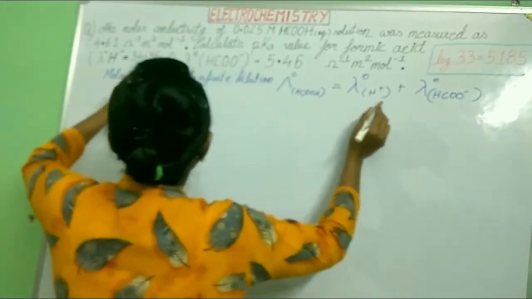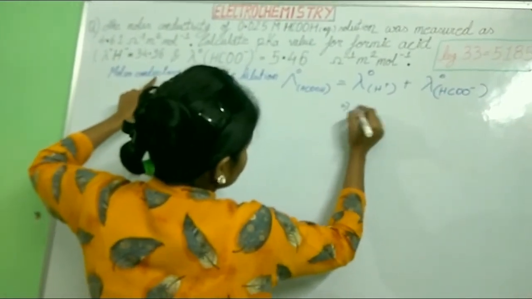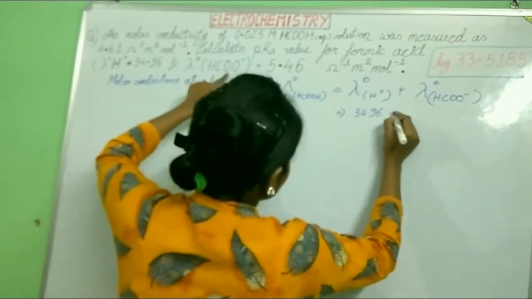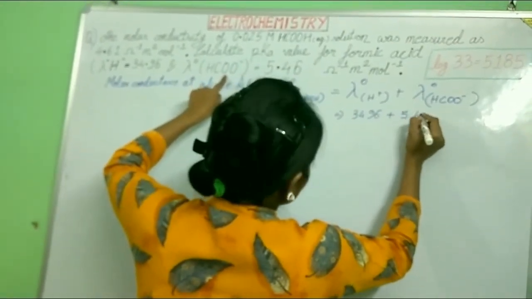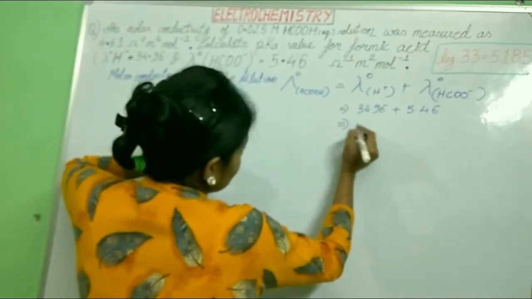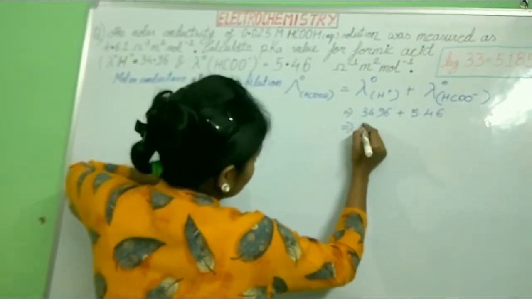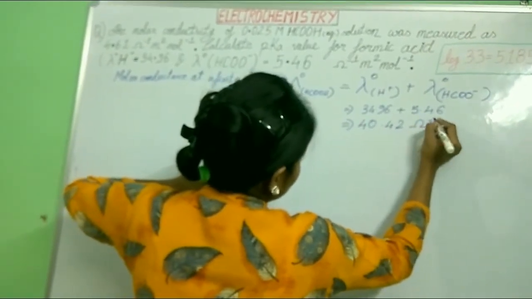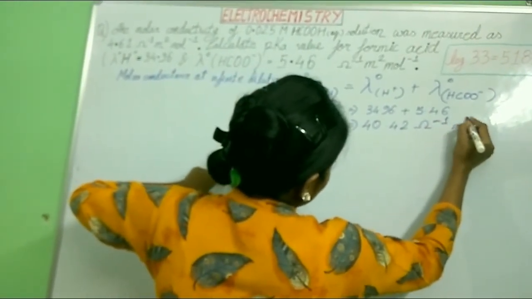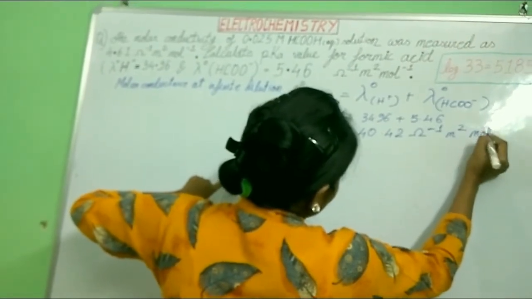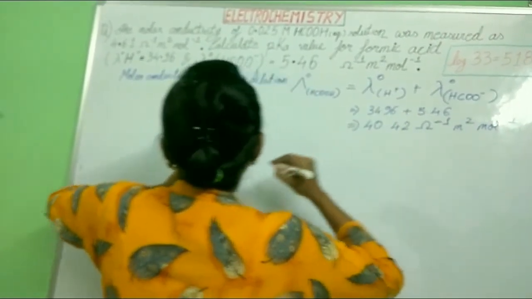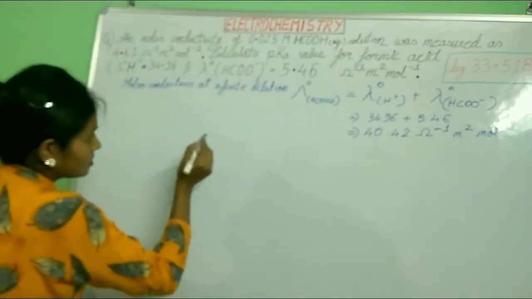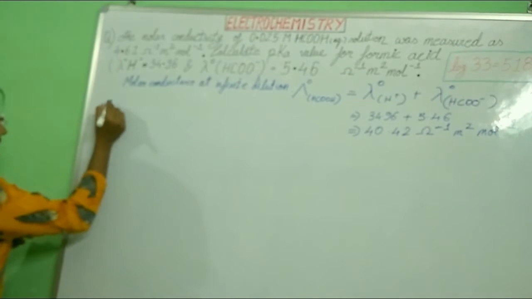Okay, lambda naught for H plus is already given, that is 34.96, and lambda naught for HCOO minus is given as 5.46. So if we add these, what will be the answer? 40.42 ohm minus 1 meter squared mole minus 1. Now what is degree of dissociation? That is denoted by alpha.